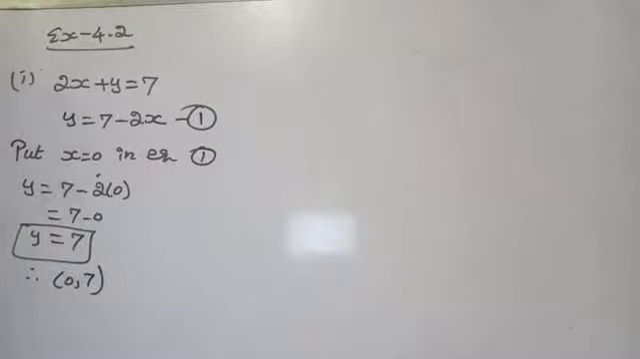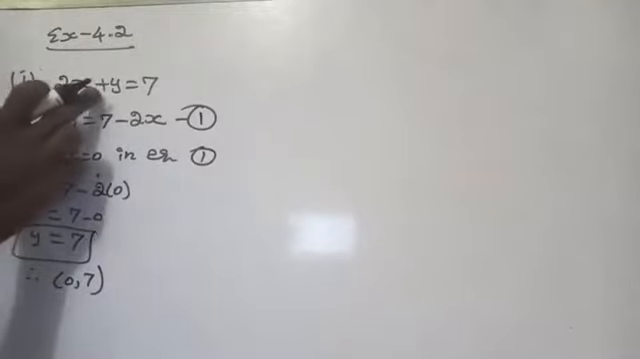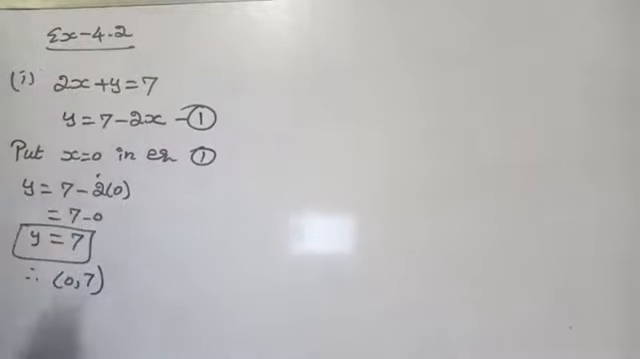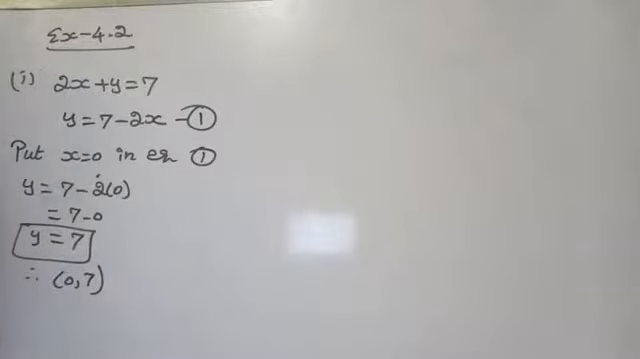Now substitute the value of x is equal to 0 and y equal to 7 here. 2 into 0 is 0. 0 plus 7 is 7. So 7 equal to 7. It satisfies. Therefore 0 comma 7 is the solution.